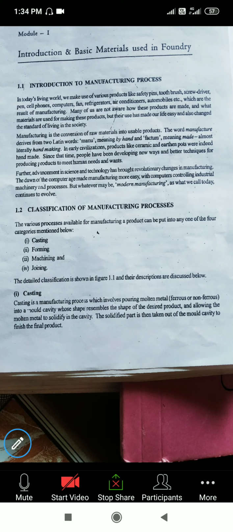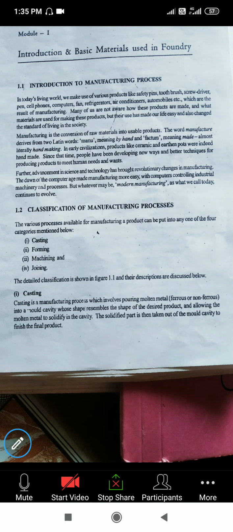Manufacturing is the conversion of a raw material into a suitable product. Whatever the raw material is, it has to be converted into a suitable product that can be used and can give results. The word manufacture is derived from the Latin words manu, meaning by hand, and factum, meaning made, almost like hand making. This is the Latin word used as manufacture.